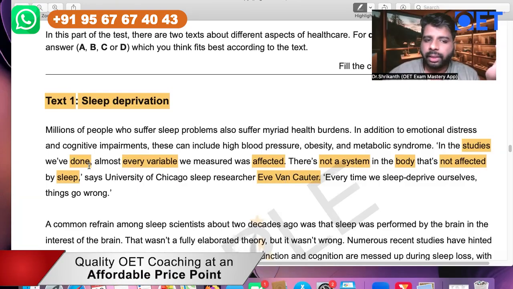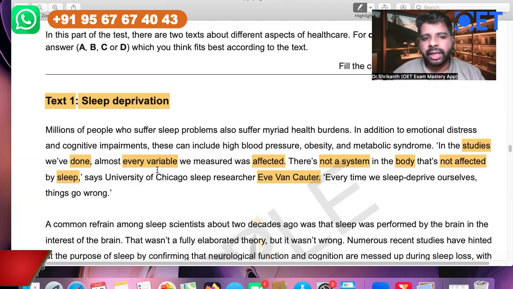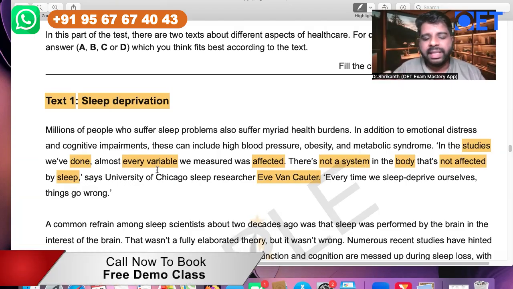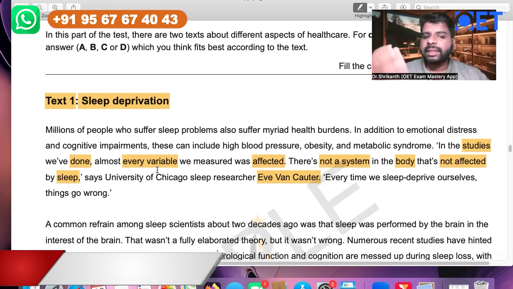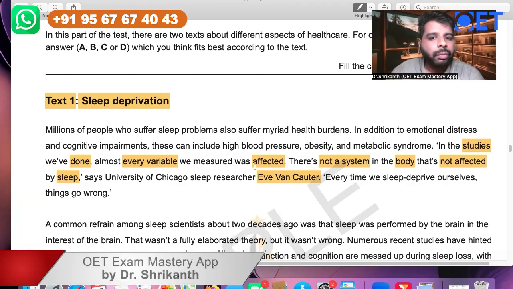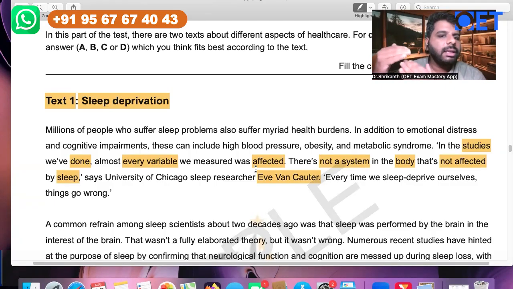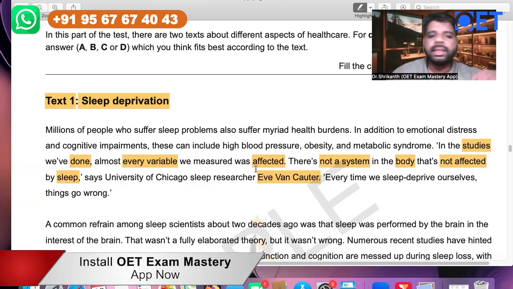In the studies we have done. So Yvonne Cotter has done so many studies. And almost every variable means measurement. For example, pulse rate, respiration rate, blood glucose level, ECG, EEG. These are what we call variables, right? So this person did a lot of studies, and every single variable that they measured was affected. So ECG was affected, EEG was affected, blood sugar was affected, pulse rate was affected, respiration rate was affected, temperature was affected. Every single variable was affected in these studies.